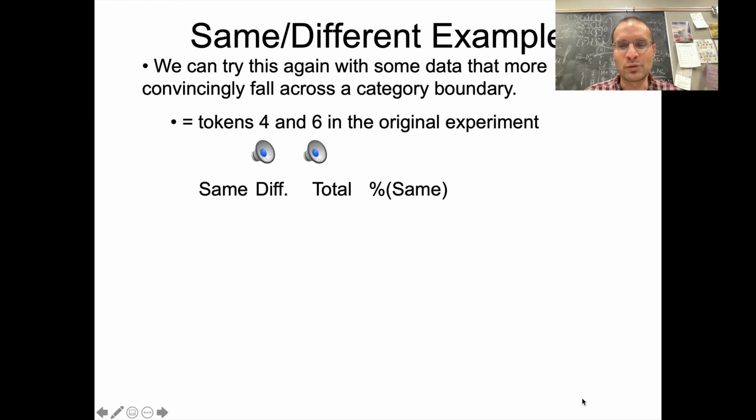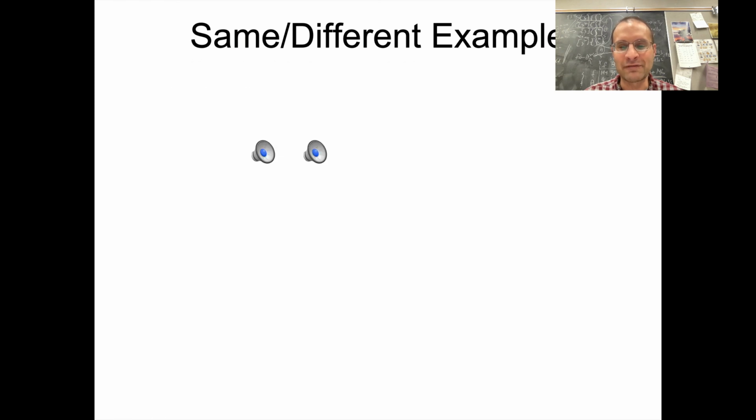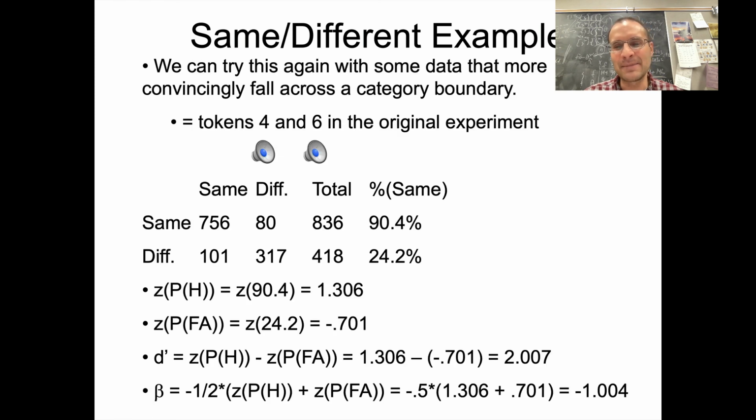Because before we had negative 1.155, so the bias has gone down a little bit. It's 1.004, but it's still a strong bias towards responding same here. That's all I'm going to say about categorical perception, just an example of how the math works for this kind of data.